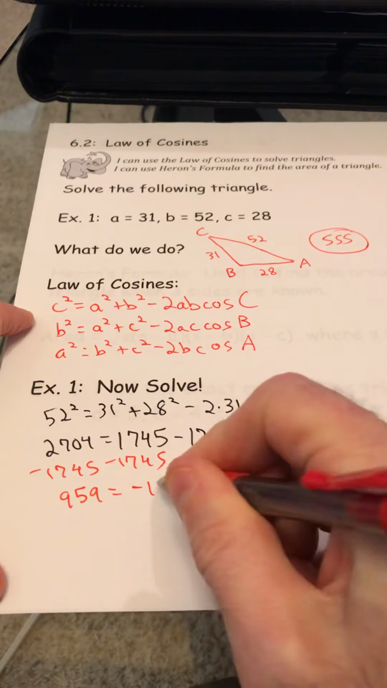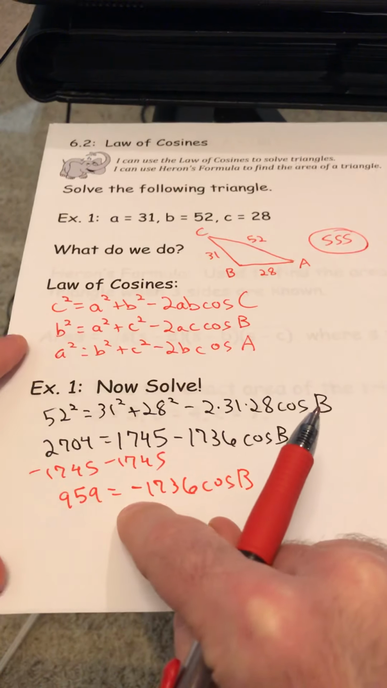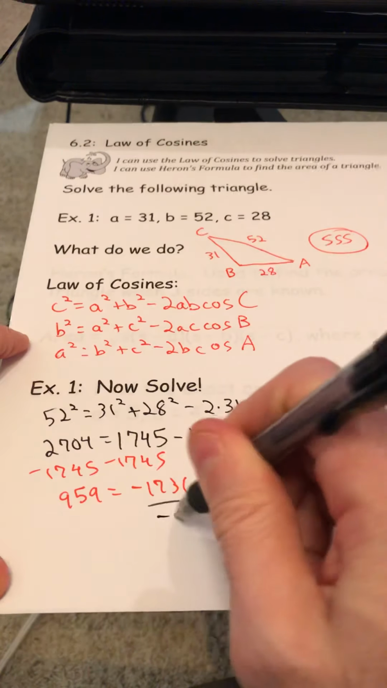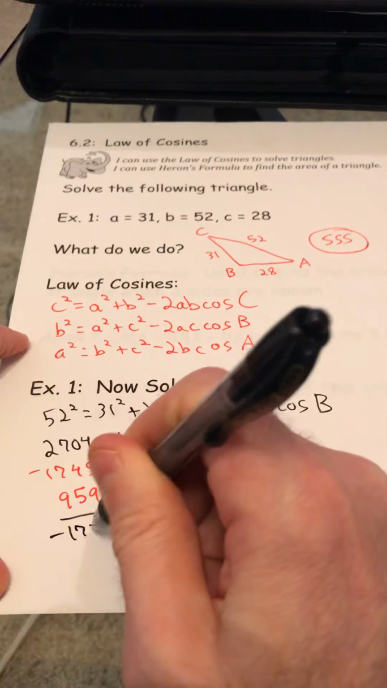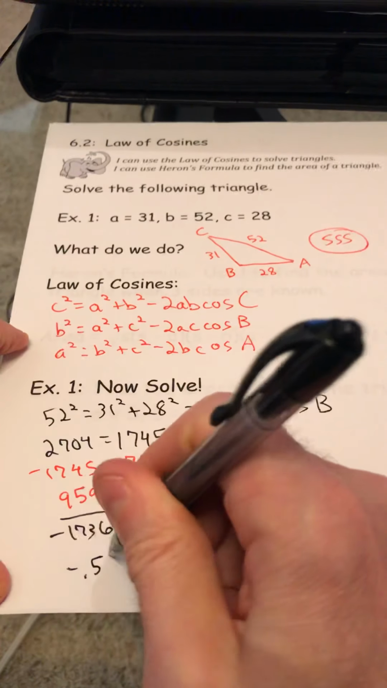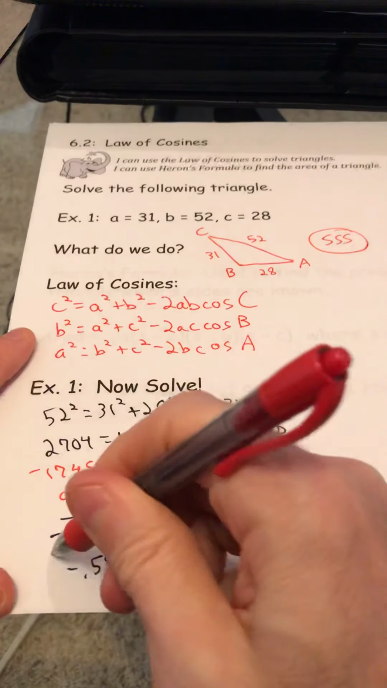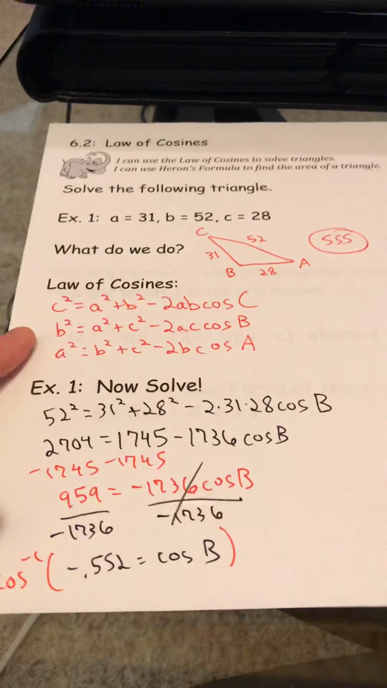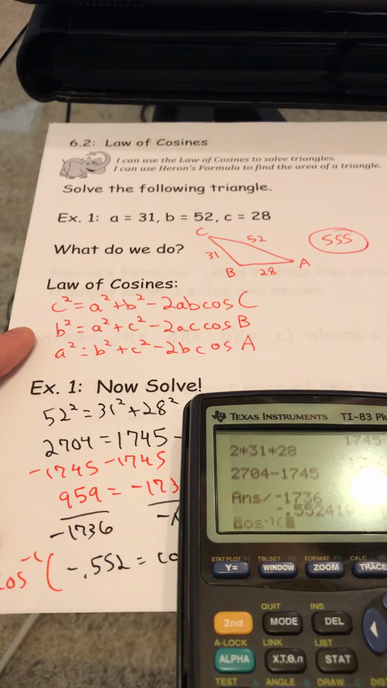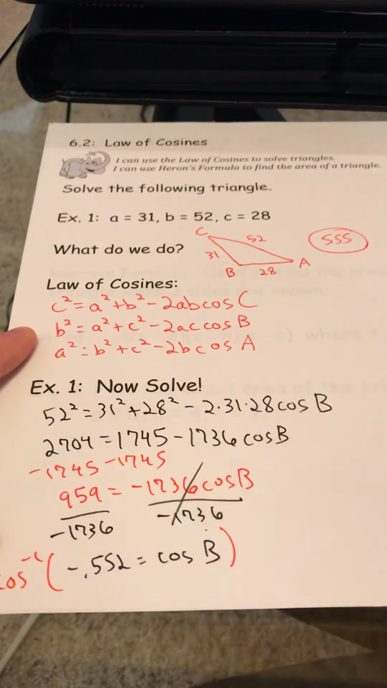Here's the next most common mistake that's made with this. Don't lose that negative sign as you bring that down. Now I am going to divide, and when I do that, I get negative 0.552 equals cosine B. To get angle B, I am going to take my inverse, and it's around 123.5 degrees.